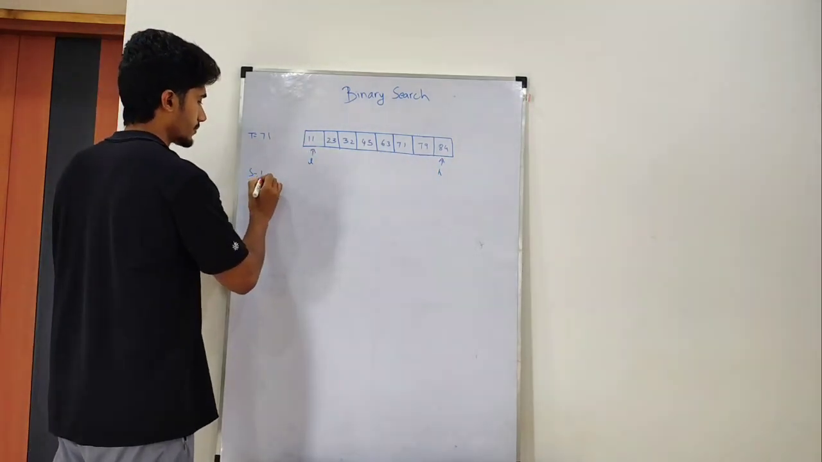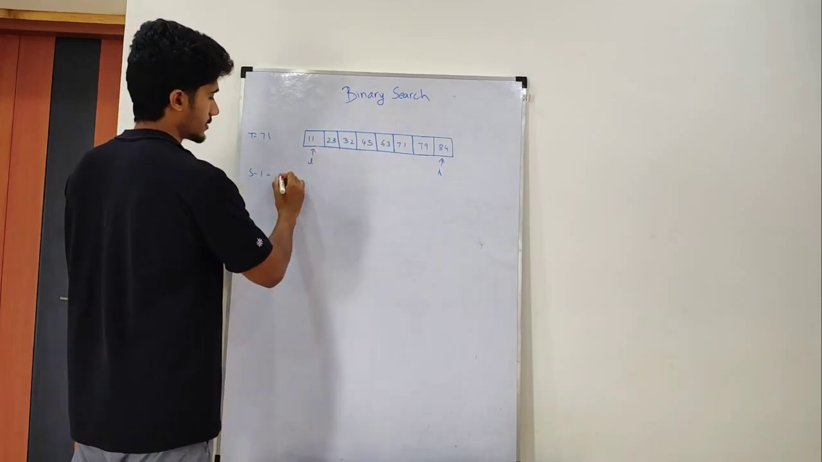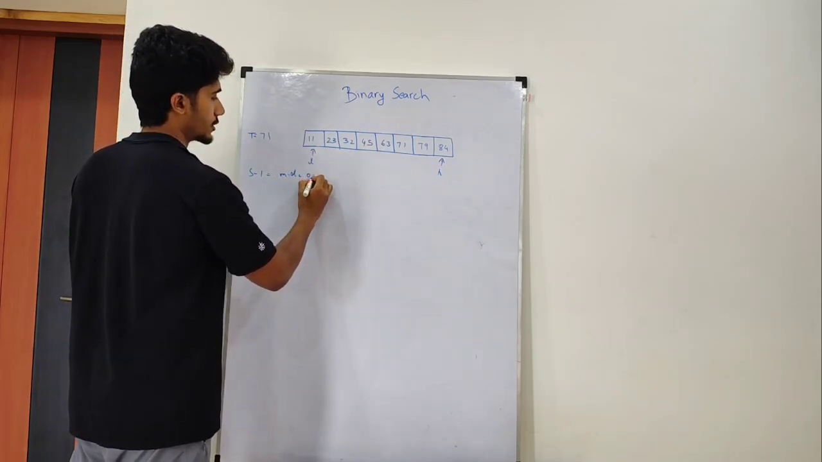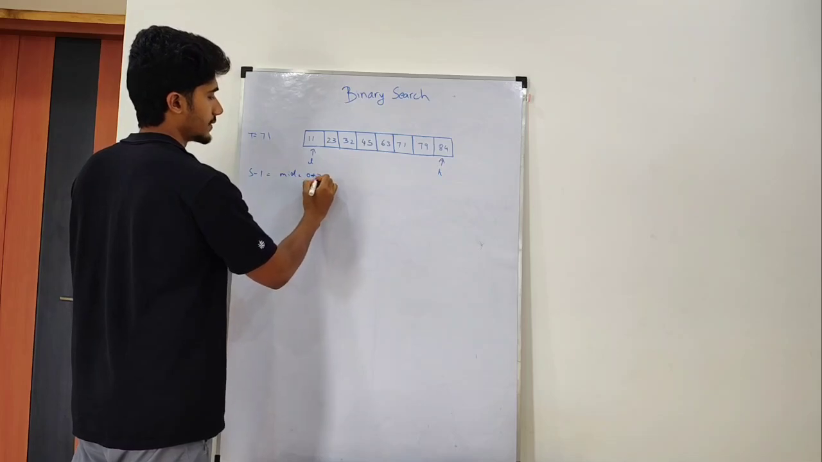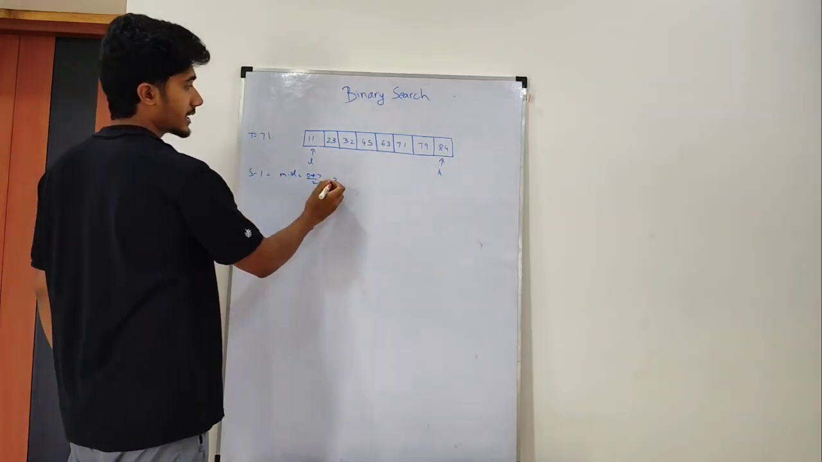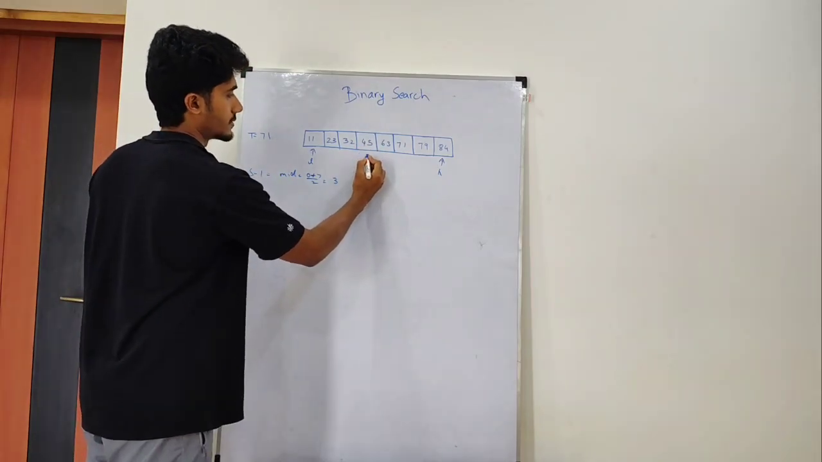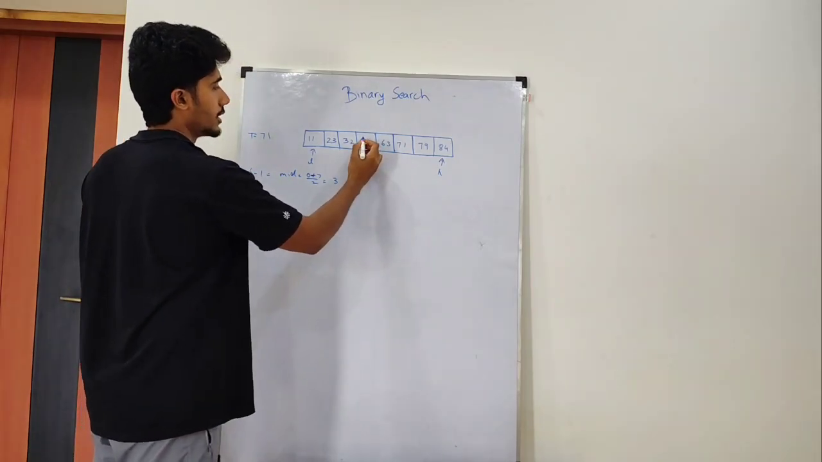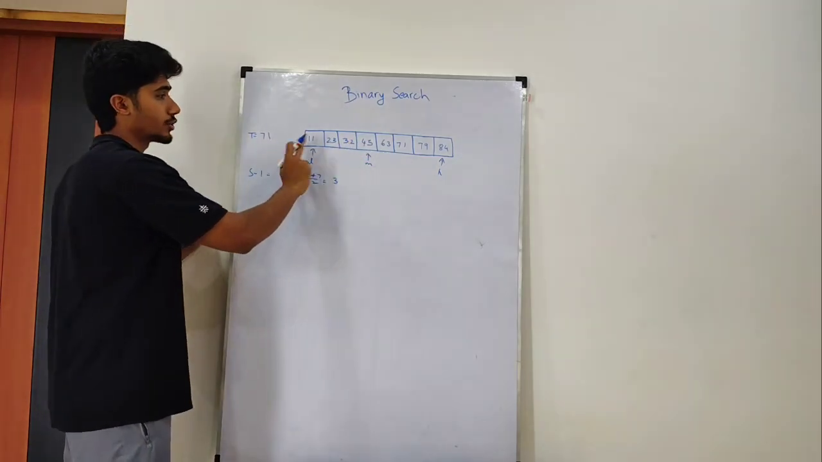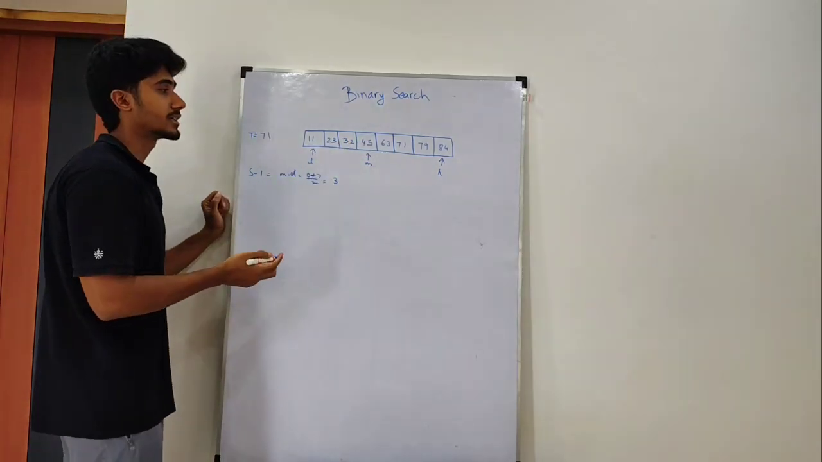So in step 1, we find the middle element. Middle equals (low plus high) by 2, that is (0 plus 7) by 2, which is 3 in integer. The index 3 represents 45. So we compare it with the target element. It is not equal to the target element, so we check whether it is lower or higher than the target element.